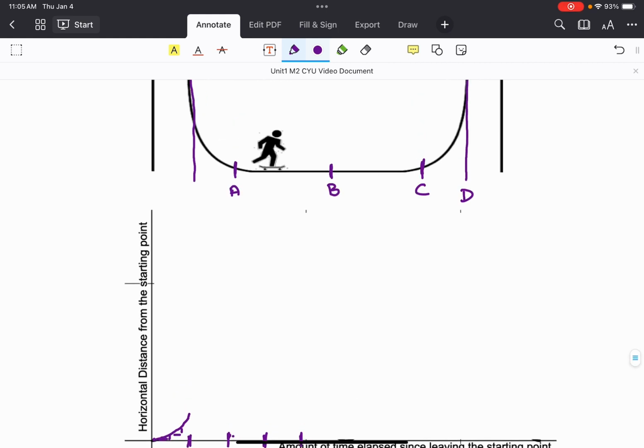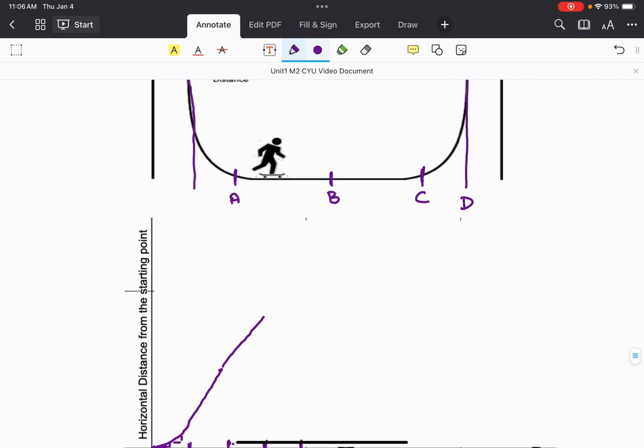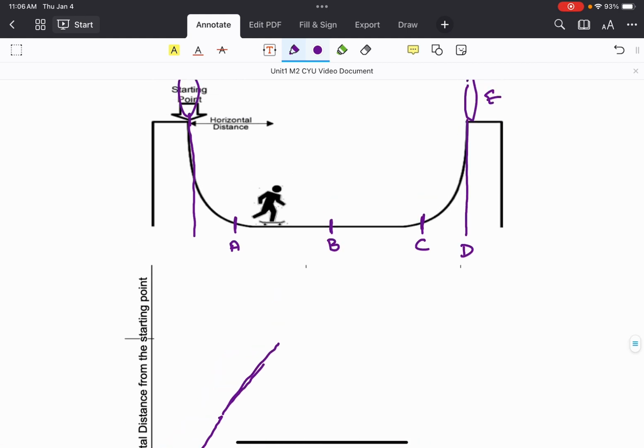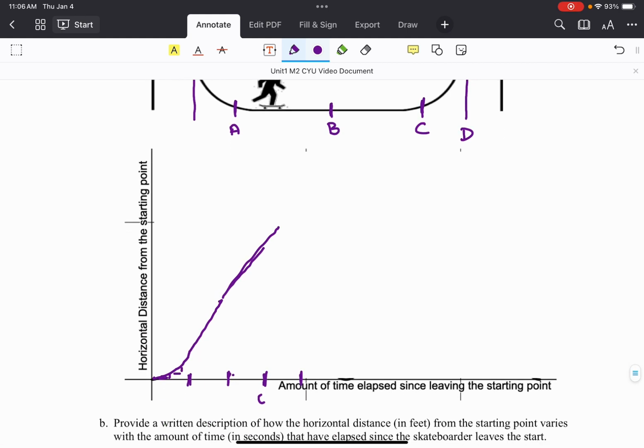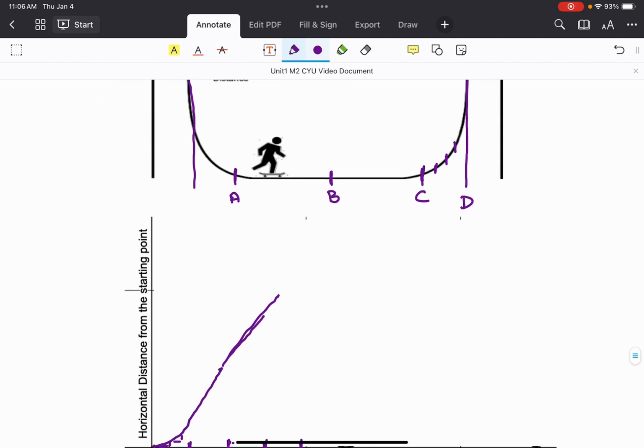But then when I hit this middle part here, my horizontal distance is going to be increasing a ton. And then same thing goes for this next piece. Again, our horizontal distance is increasing by a lot to get to the far end. But then we hit this other curve over here. And now from C to D, for each second that goes by, my horizontal distance is going to increase by less and less and less.